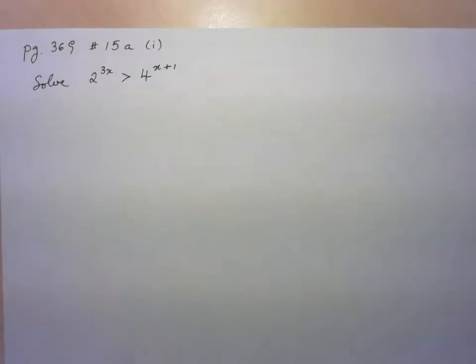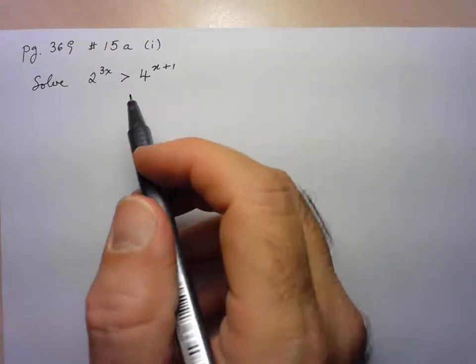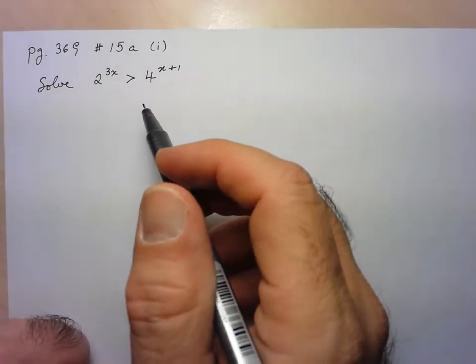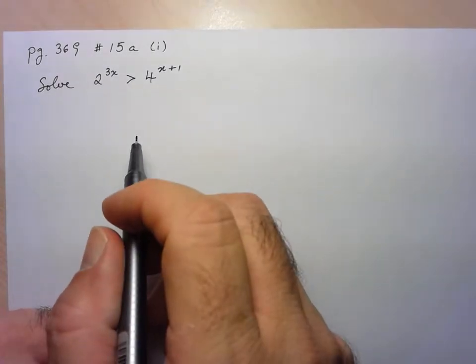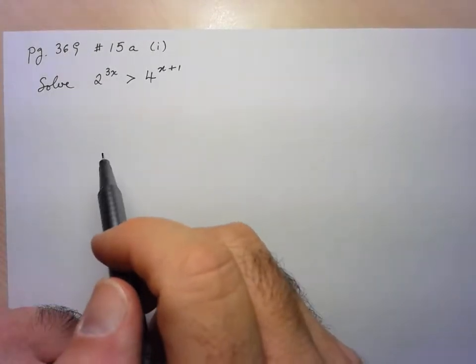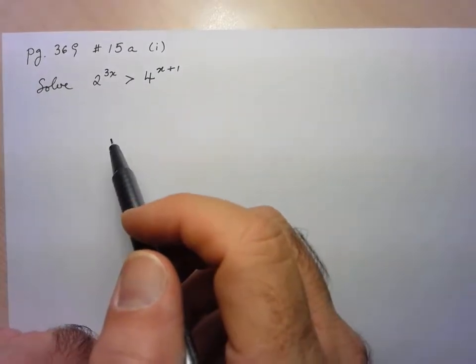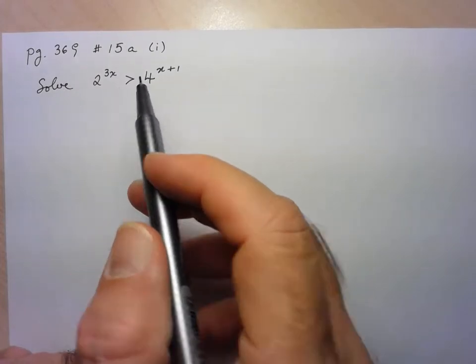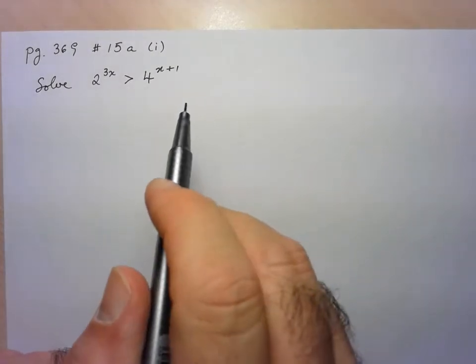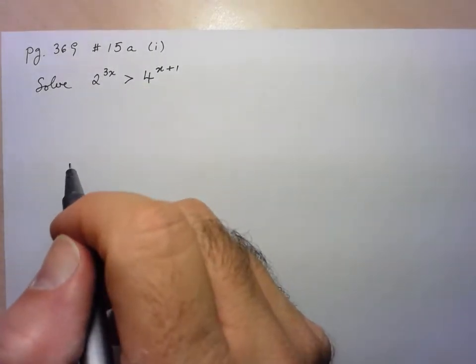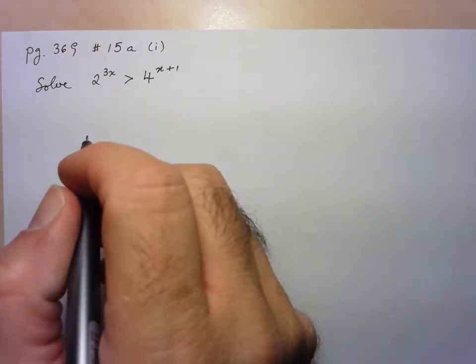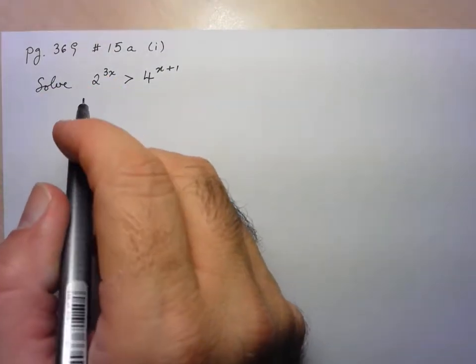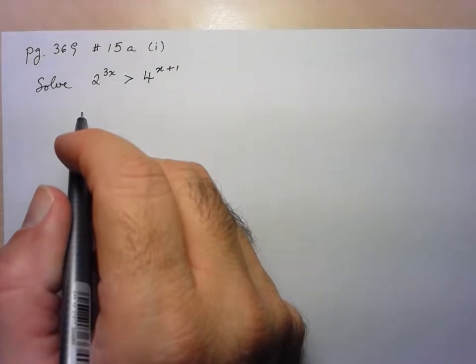Hi folks, we're going to take a look at page 369, number 15a, and we're going to look at the first inequality. They're asking us to solve this inequality, and we see that it's a little different from what we've solved in the past. Here we've got exponential expressions. So I'm going to do what I did to solve other inequalities: take everything to the other side and let one side be equal to 0, and see if I can figure out when the left-hand side is positive.